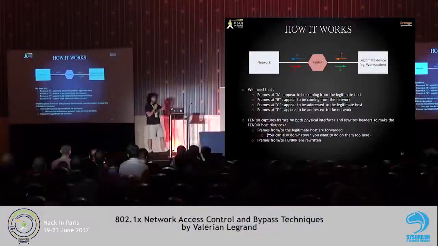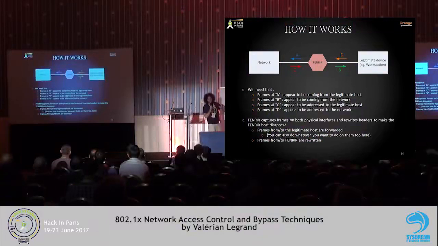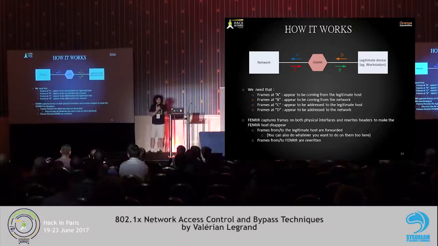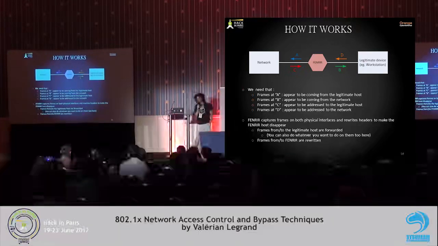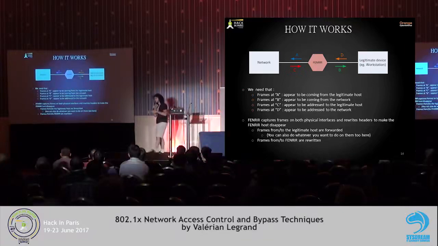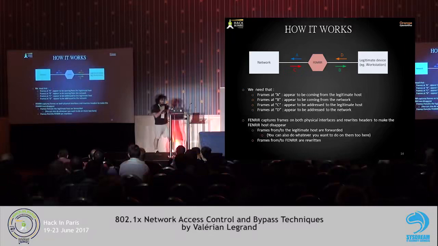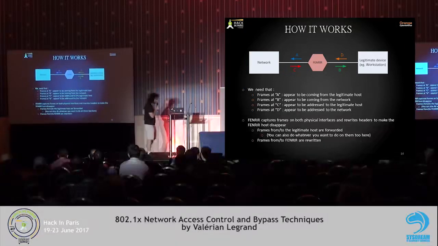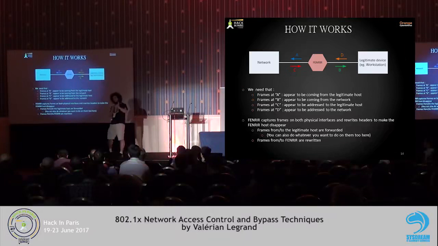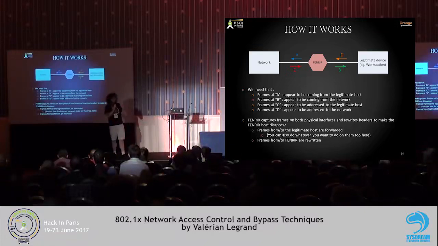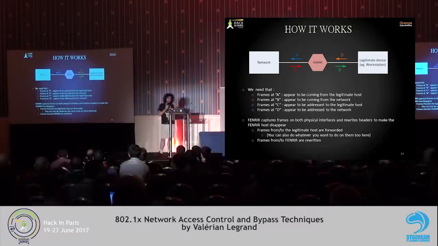The goal with Fenrir, but also with Marvin and the scripts that we saw earlier, is still the same. To bypass .1x, you have to make sure that frames at A, B, C, and D appear to be coming from or going to the legitimate device. So the attacker's machine must not be seen on the network. There must not be an IP address or a MAC address sent on the wire that comes from the attacker's machine. Legitimate device frames are just forwarded one way and the other way around. But the attacker's frames are rewritten, a bit like network address translation, to make sure that the IP and MAC address of the attacker are not sent on the wire. So everything appears to be coming from the legitimate device.